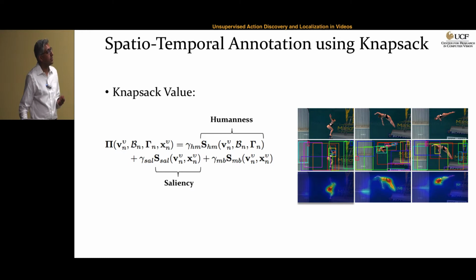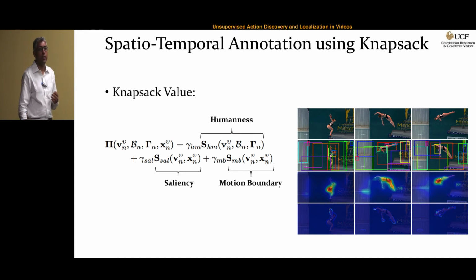Our second component is the saliency. So we apply a saliency method that gives us the most salient region of the frame in this video at a pixel level, where the red score shows that it is highly salient as compared to the blue ones in the background. And finally, we use motion boundary that tells us what parts of this video have high motion and could belong to an action.